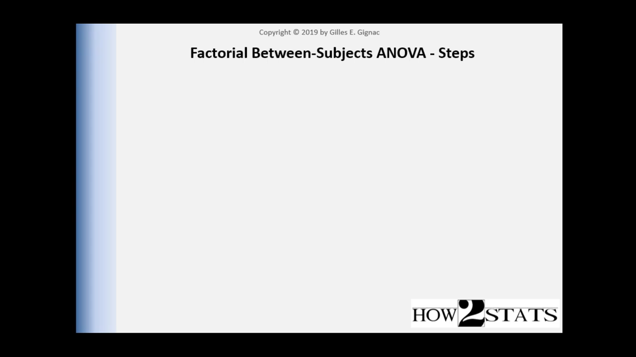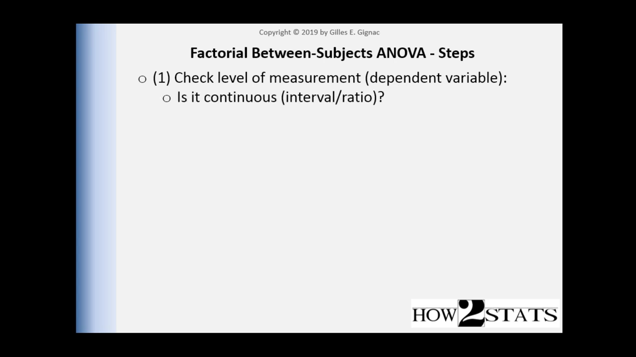In this video, I'm going to walk you through the steps of conducting a factorial between subjects ANOVA. So the first step, I think, is to check the level of measurement associated with the dependent variable. You may recall that it's supposed to be measured on a continuous scale, interval, or ratio. But I also mentioned in the textbook that you might be able to get away with a 5-point Likert scale because there is simulation research suggesting that the ANOVA works pretty well on such level of ordinal measurement.